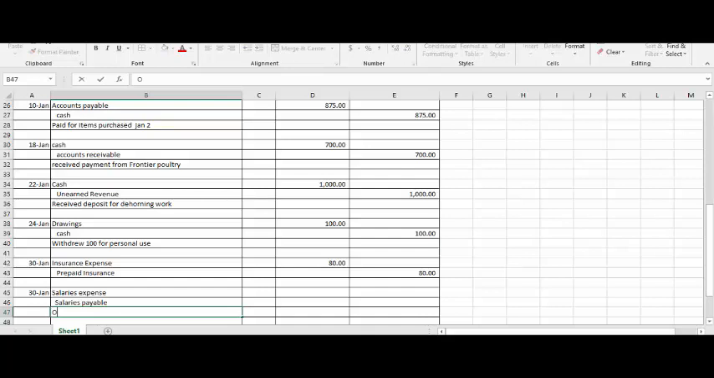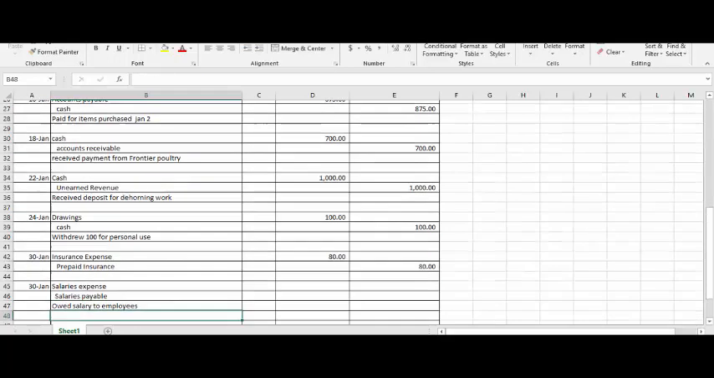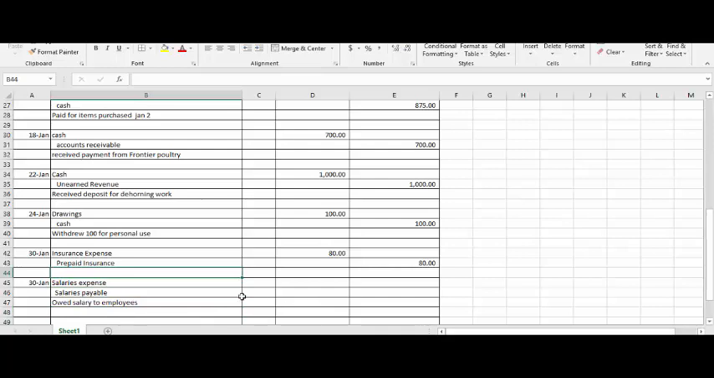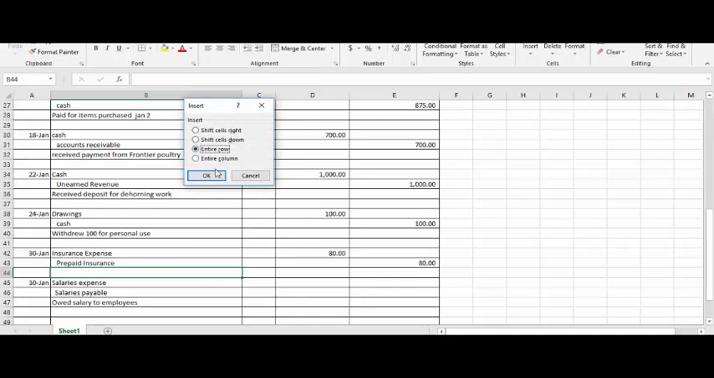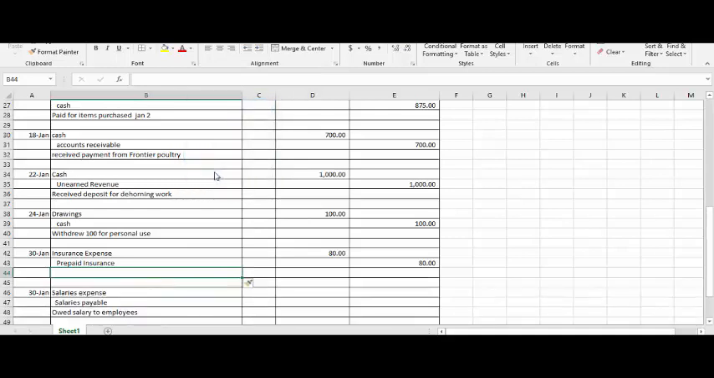So, owed salary to employees. And I better put a description up here. To record 1 month of insurance expense. Okay, so we owe $1,200 to the employees, and we'll set that up as a liability account called salaries payable.